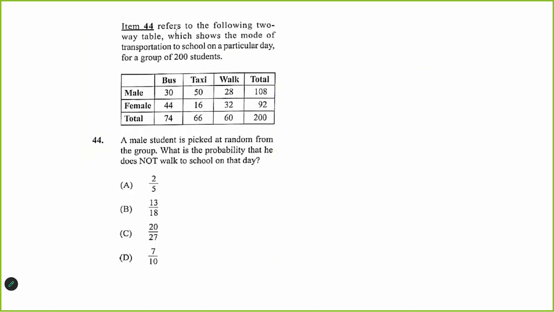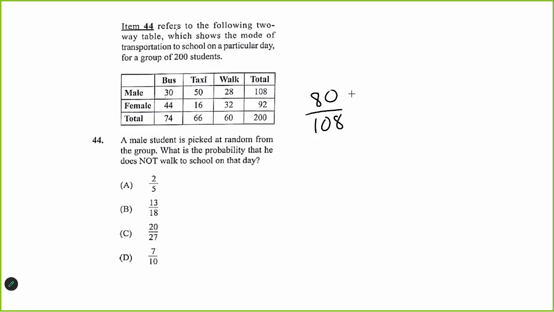A male student is picked at random, so we're looking at male, right? What is the probability that he does not walk to school? Does not walk, so that means he travels, so that's 5, 6, 7, so that's 80 over a total of 8.